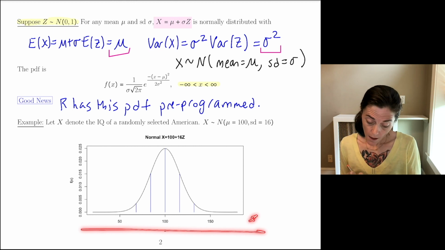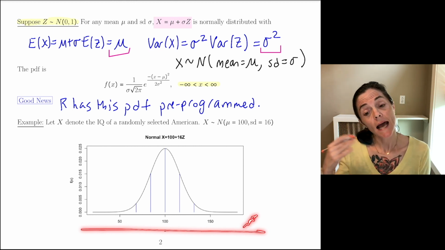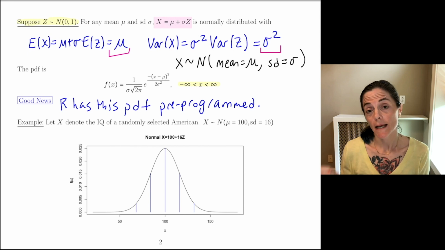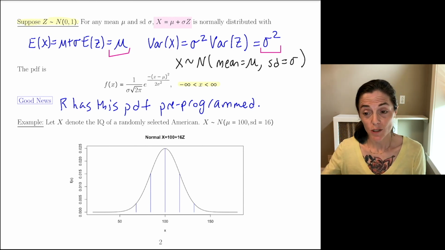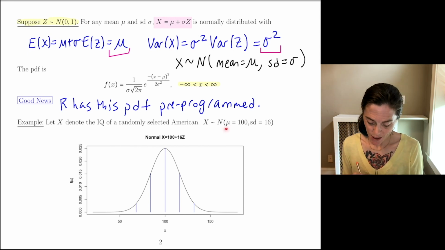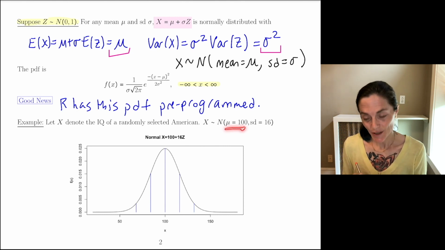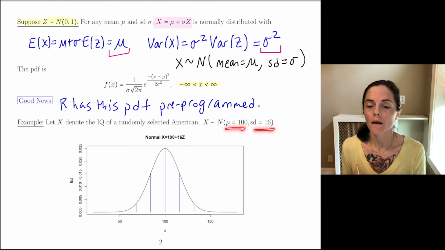So here I have a specific example. I let X be the IQ of a randomly selected American, and then X is distributed as, well, normal distribution, mean is 100, standard deviation is 16.